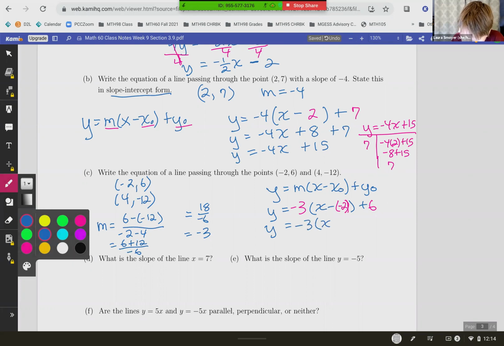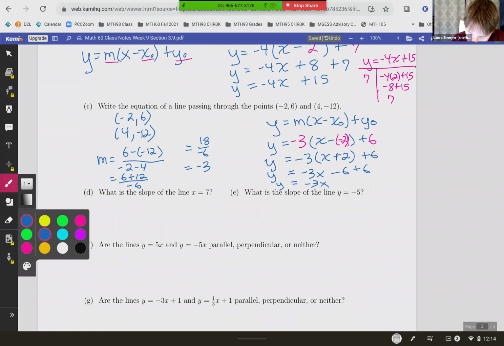-3 times x plus 2 plus 6. y equals -3x minus 6 plus 6. Kind of an interesting one because those cancel out. So the y-intercept for this line is 0. And again, I can check this if I want, just to make sure.